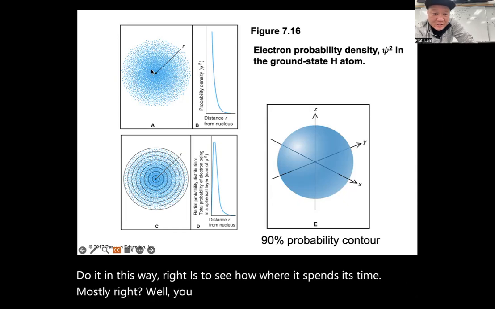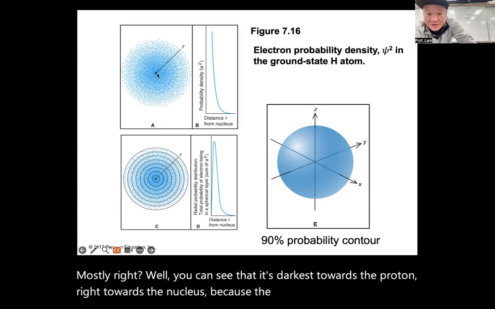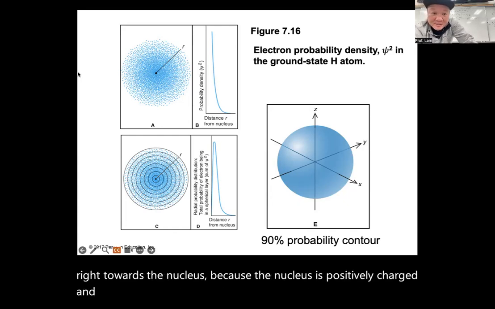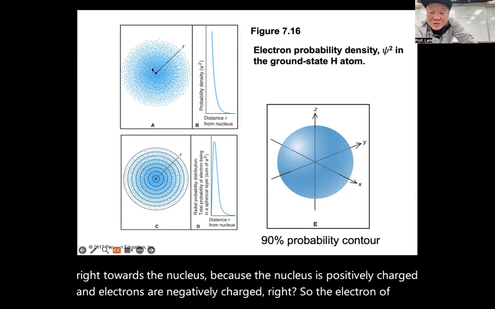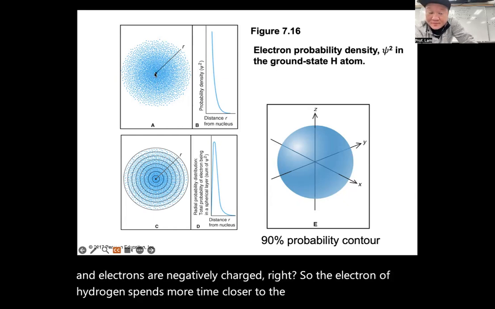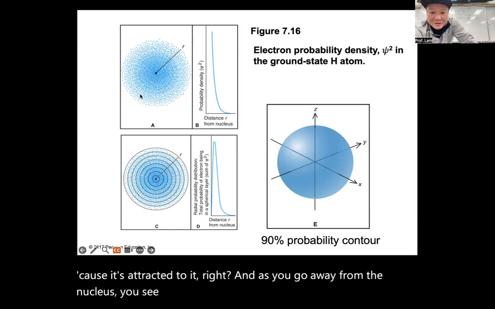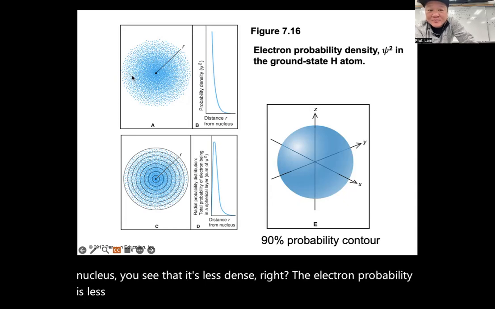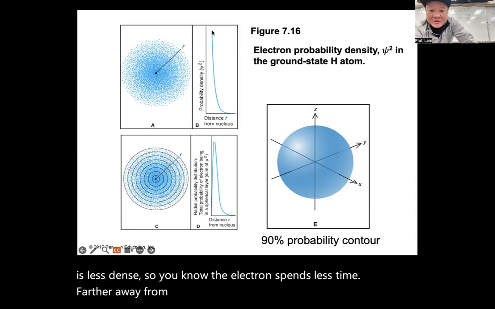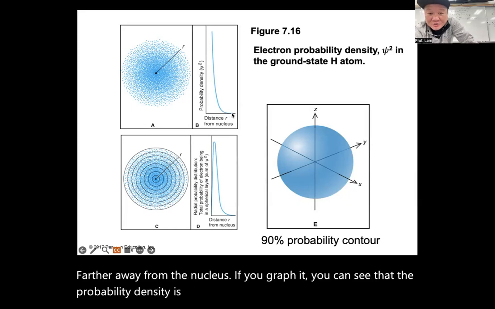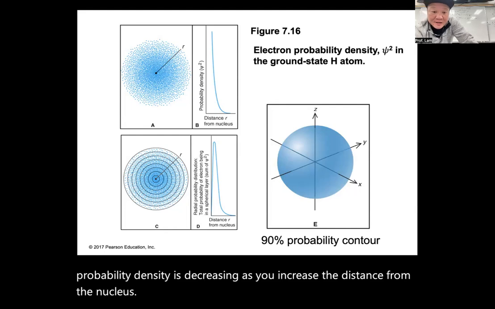Well, you can see that it's darkest towards the proton, towards the nucleus, because the nucleus is positively charged and electrons are negatively charged, right? So the electron of hydrogen spends more time closer to the nucleus because it's attracted to it. And as you go away from the nucleus, you see that it's less dense. The electron probability is less dense. So the electron spends less time farther away from the nucleus. If you graph it, you can see that the probability density is decreasing as you increase the distance from the nucleus. That's to be expected, right?